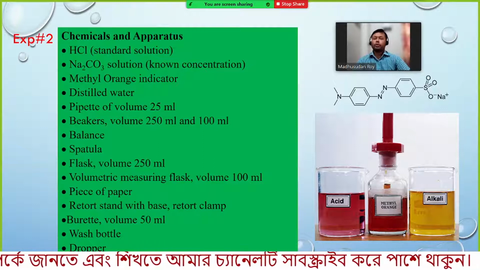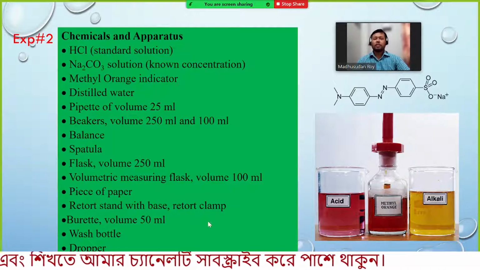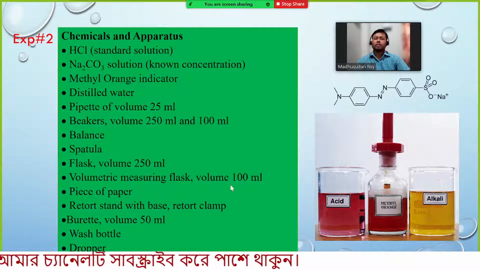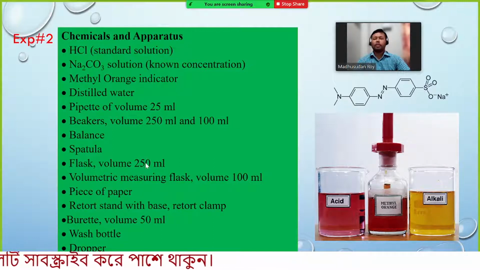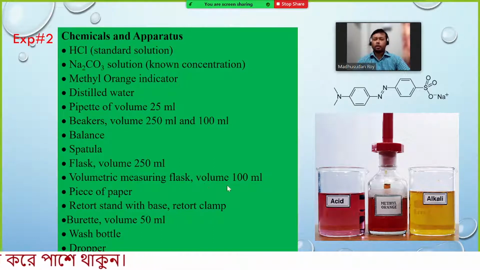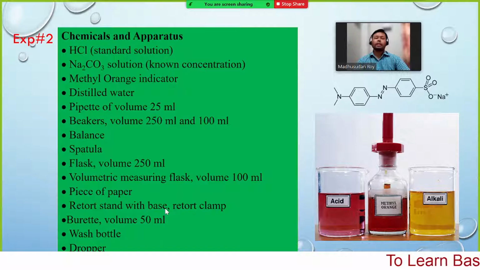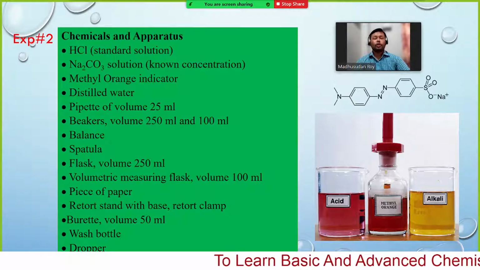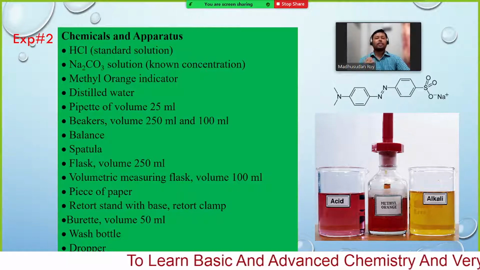A flask of volume 250 ml, this is a conical flask. A volumetric flask, volumetric measuring flask, of volume 100 ml. And a piece of white paper to check whether the color has changed or not. A retort stand with base and retort clamp: the retort stand with base to keep the burette, and the retort clamp to fix the burette in a certain place.